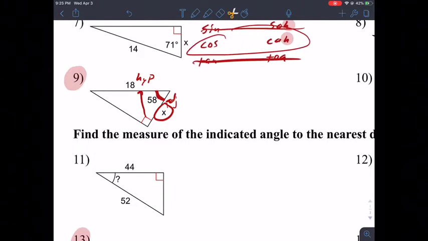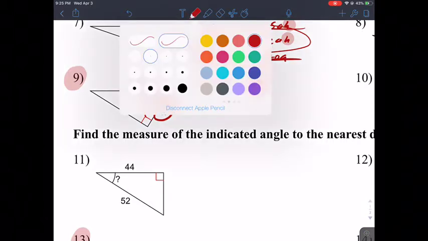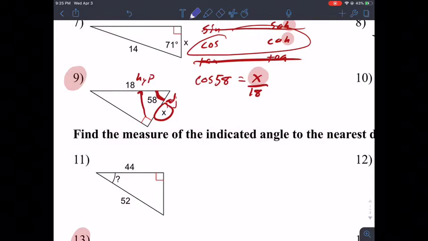So let me move this out of the way. We're going to have cosine of 58 is equal to, now this is adjacent over hypotenuse, x over 18. This is really nice because you want to get x by itself. We haven't really seen too many of these, but this is super easy, probably easier than the way you've seen in the past. All you do is multiply. Cancel out here, and you're left with x. On the left side, you're going to have 18 times cosine of 58.